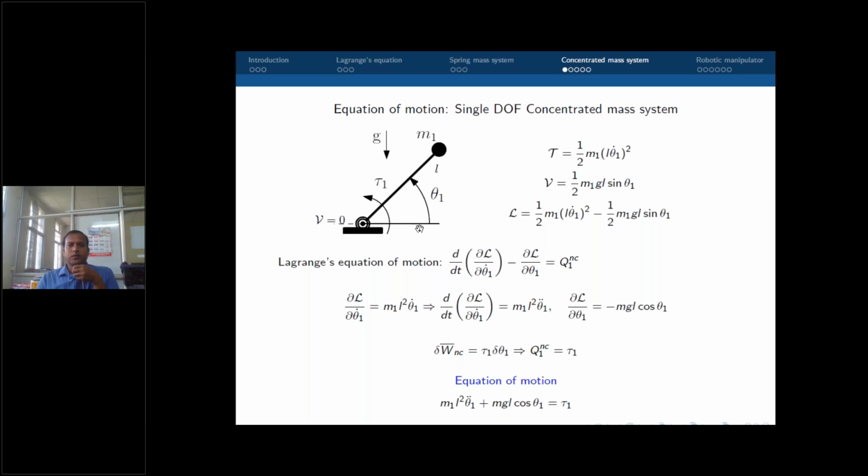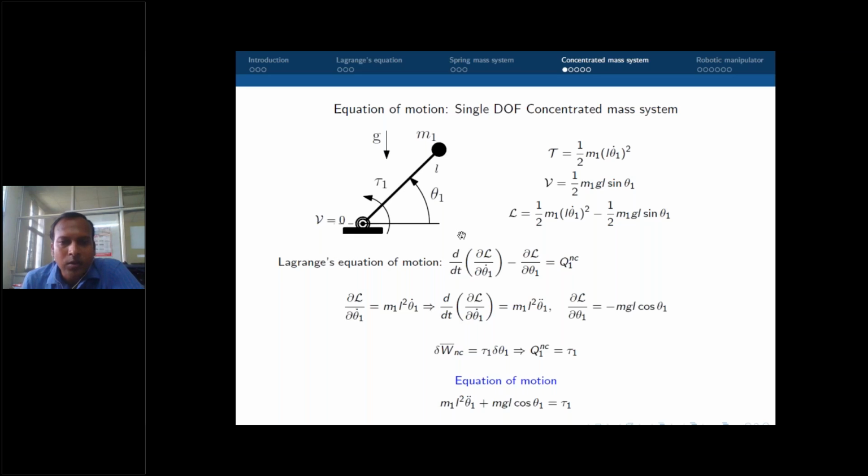In this single degree of freedom system, as I have mentioned, the rod is massless. We need only one quantity, that is only one coordinate theta 1, to completely specify the position of this mass m1. There is some torque which is acting at the hinge point, tau 1, and this is under motion.